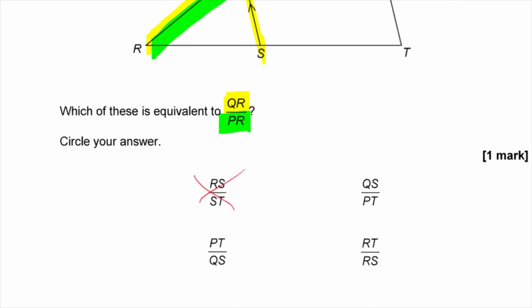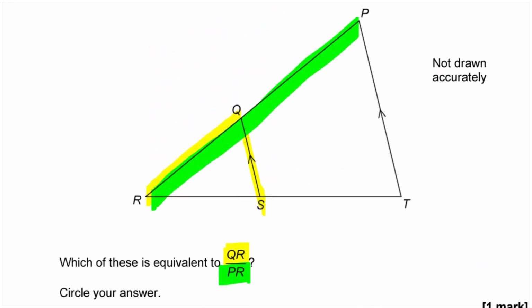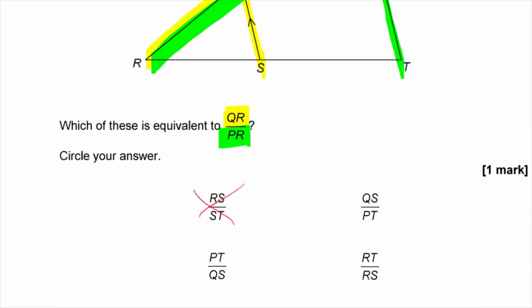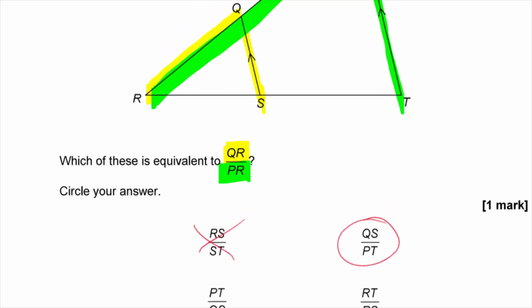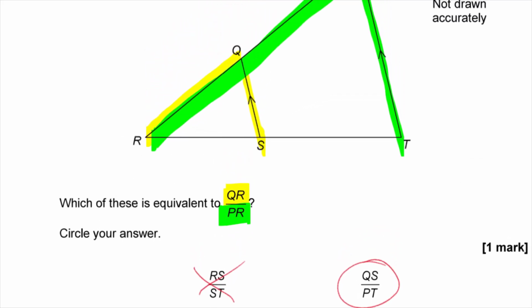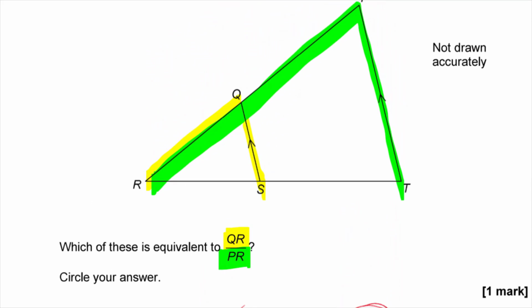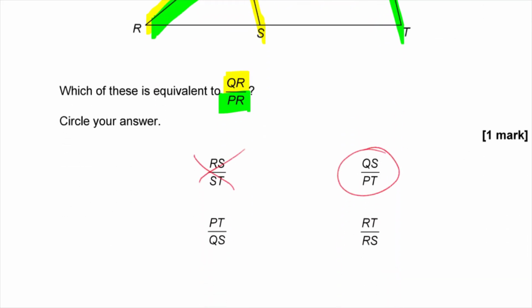Is that side QS to PT? Yeah, those two are matching, small one to big one. So yes, that one is true. What about PT to QS? PT to QS, that would be big one over small one. That isn't going to be the same.